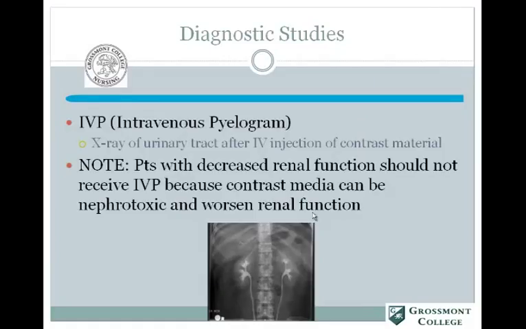IVP, intravenous pyelogram, and that's an X-ray of the urinary tract after they inject contrast material into the veins. What do we have to ask before we ever do that? If they're allergic to iodine or shellfish. And patients who have problems with their kidneys should not probably receive this, because it can be nephrotoxic. Sometimes they still have to, there's no way around it sometimes. So they'll give them some drugs to help clear the kidneys. Acetylcysteine is a drug that they give.